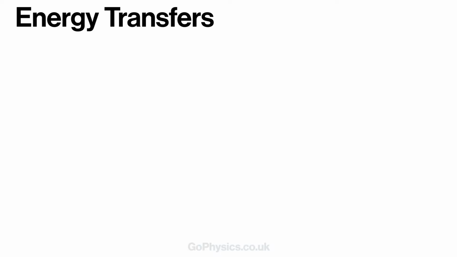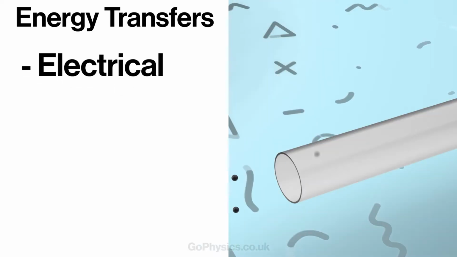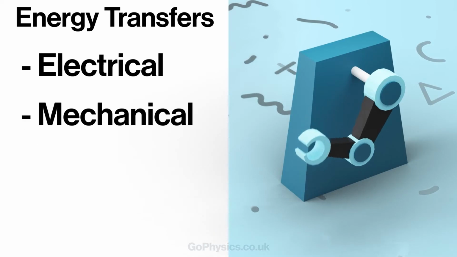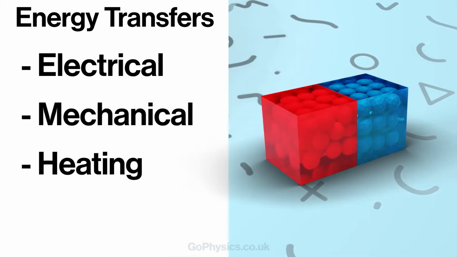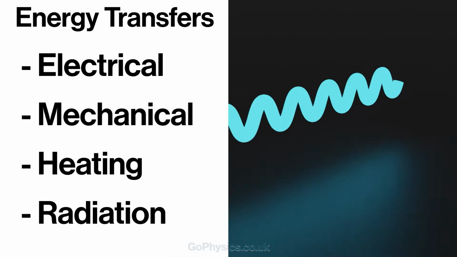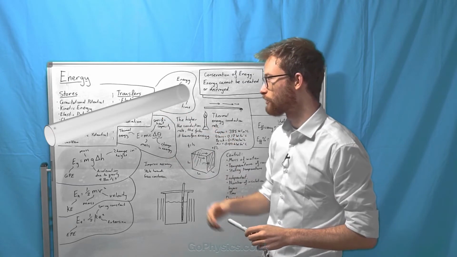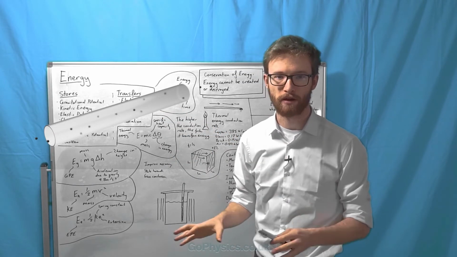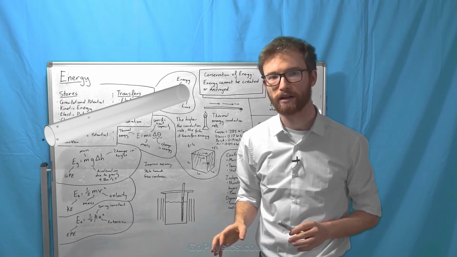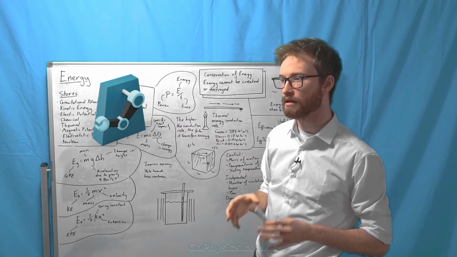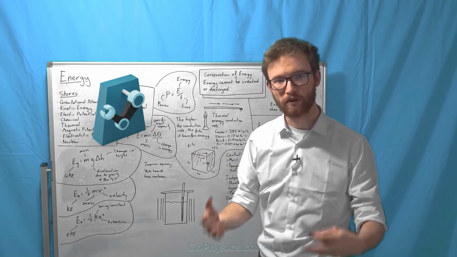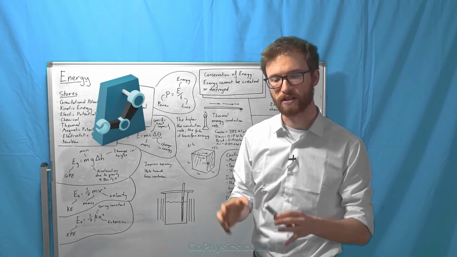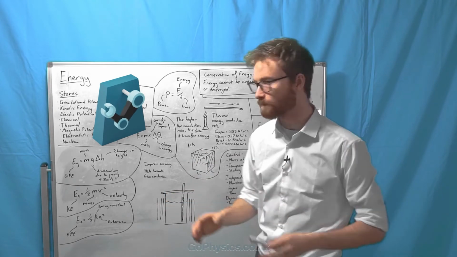And so to go through all four transfers, we've got electrical energy transfer, mechanical energy transfer, heating, and radiation. Just to give a quick overview for each of these, electrical energy transfer is anything through current and voltage, a flow through wires. Mechanical is to do with anything that is moving, that requires a movement or a force in order to transfer one energy store to another.